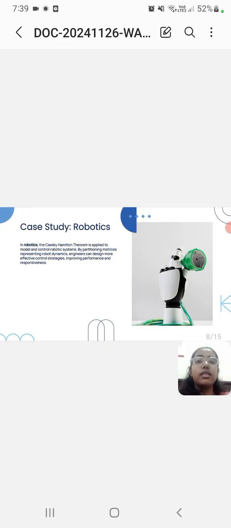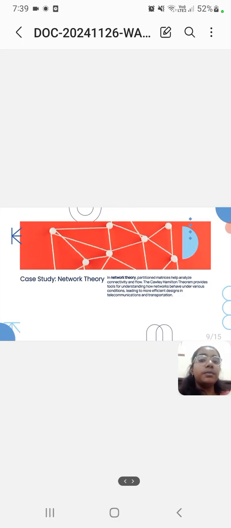Next is a case study about robotics. In robotics, the Cayley-Hamilton theorem is applied to model and control robotic systems. By partitioning matrices representing robot dynamics, engineers can design more effective control strategies, improving performance and responsiveness.